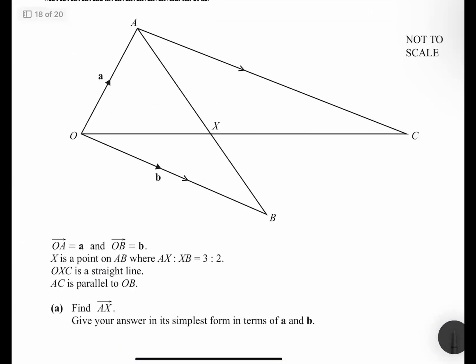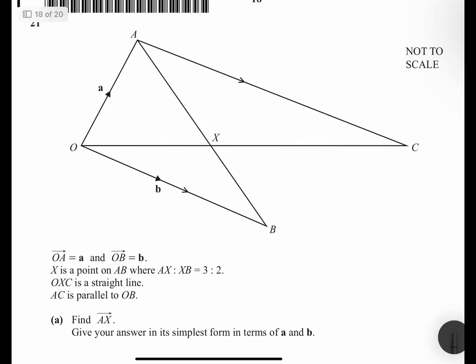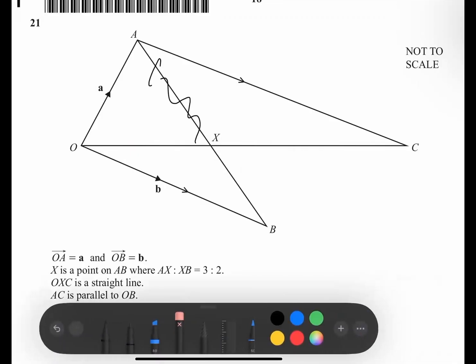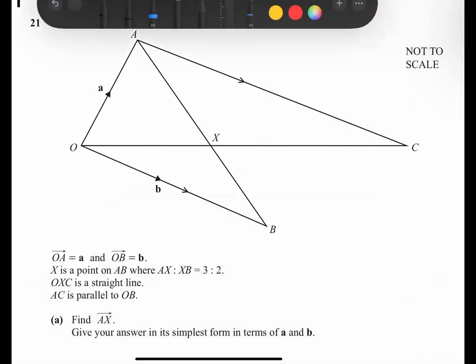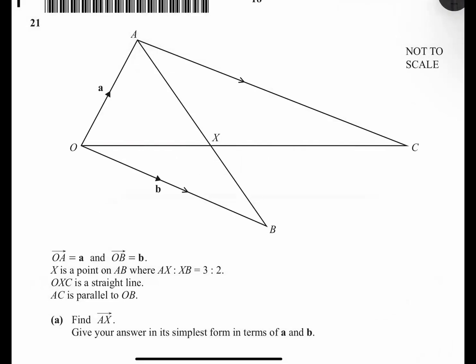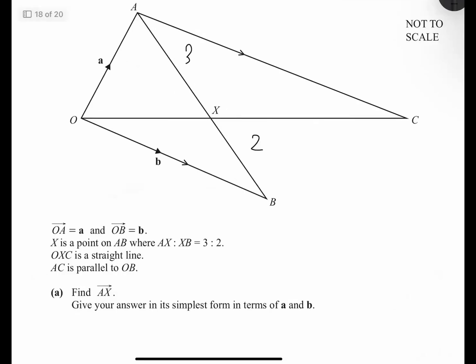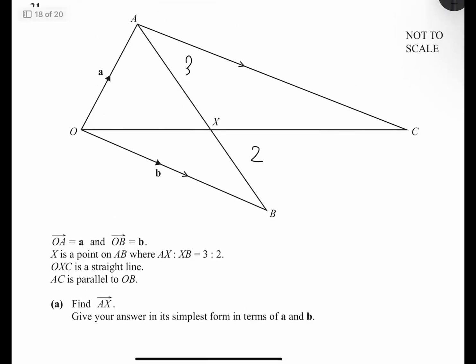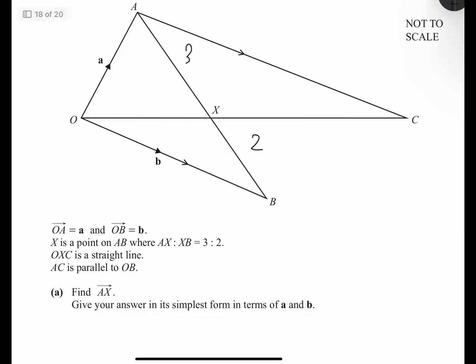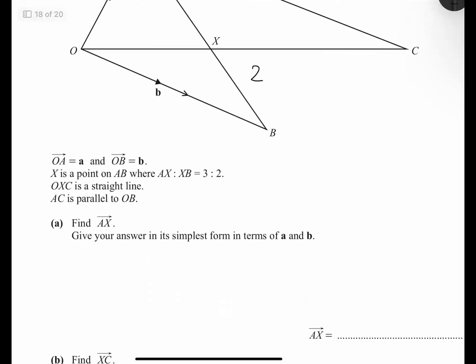Now this question is again of vectors. We need to find AX. We need to find this line, right? So for AX, we can find AB, since we know that AX is 3 parts and AB is 2 parts of this line. So if we find AB, we can use this ratio. A to O to A is A, but we need to find A to O, right? So A to O would be the negative of O to A. So minus A and then plus B.